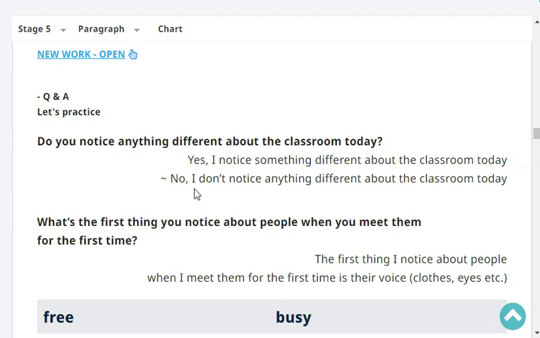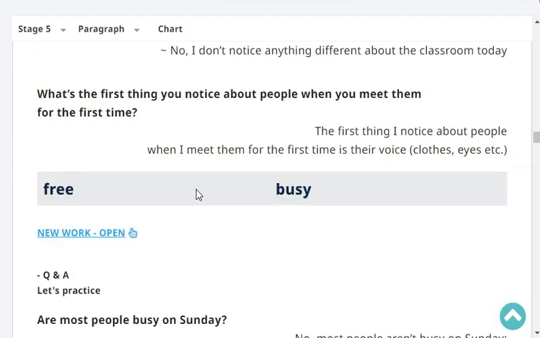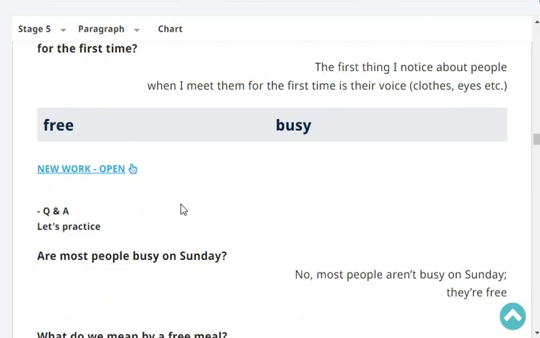What's the first thing you notice about people when you meet them for the first time? The first thing I notice about people when I first meet them is their face. Very good.